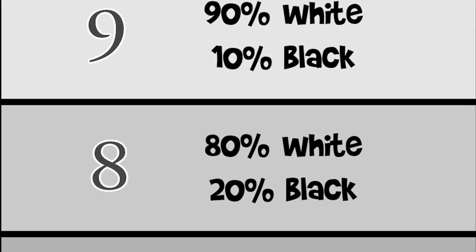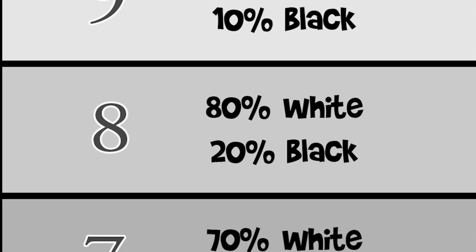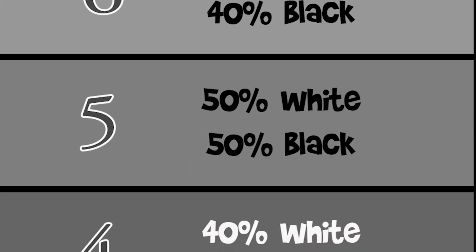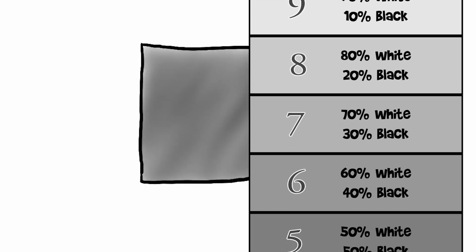For example, a value of 8 is 80% white and 20% black. A value of 5 is 50% of each. We can achieve roughly the same effect using only black lines. When the area is half filled with black lines and half filled with white lines, then it is 50% black and 50% white. That would be a 5 on our value scale.